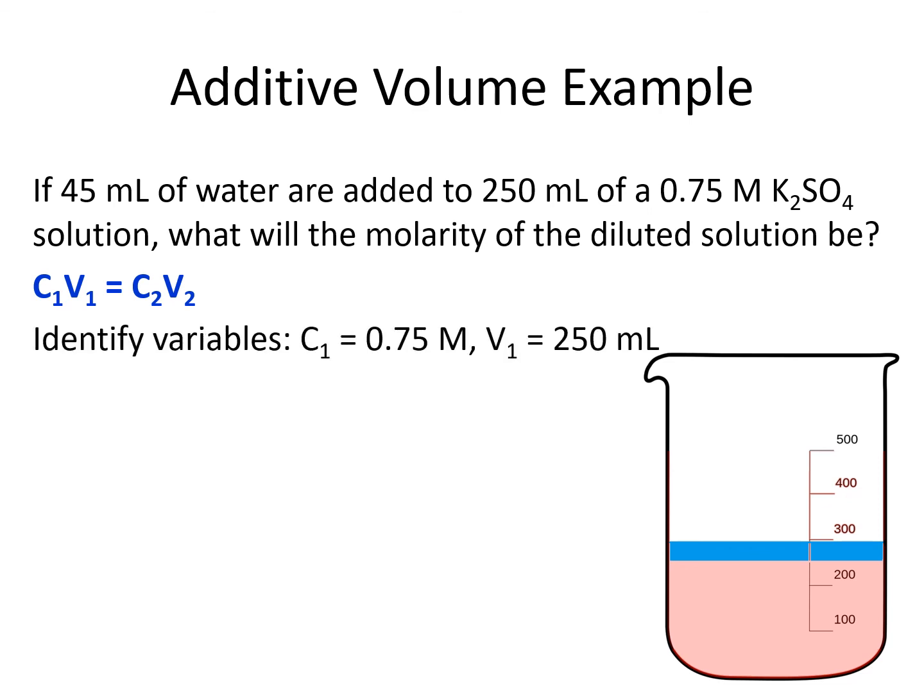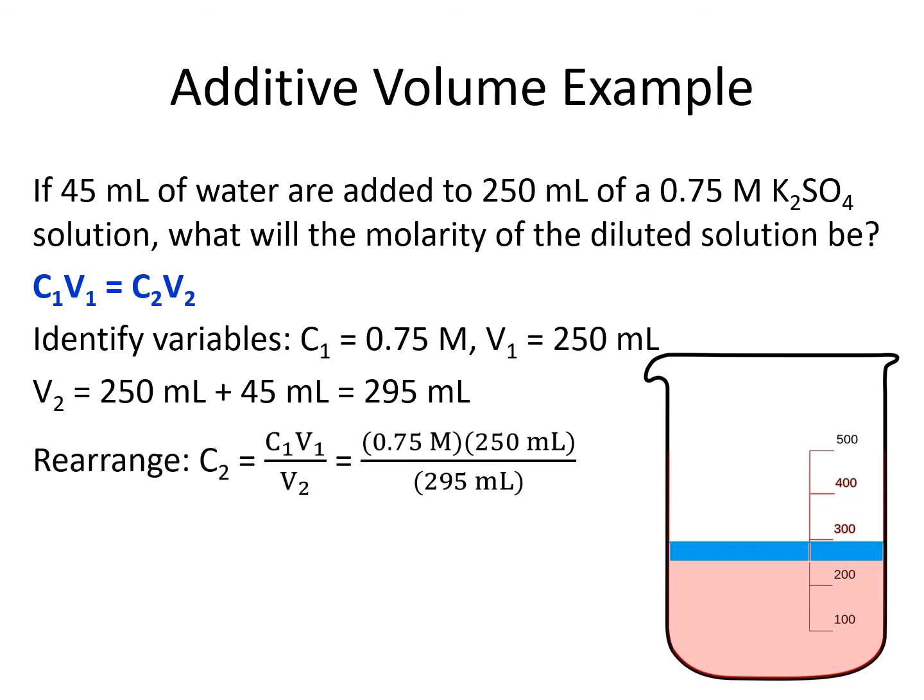C1, our initial concentration, is 0.75 molar. Our V1 is going to be the 250 milliliters that it started out as, and the V2 ends up being a total of 295 milliliters, the 250 that we started out with, plus the 45 that we added. Then we're going to solve for the molarity of the diluted solution. That's going to be C2 that we're trying to solve for.